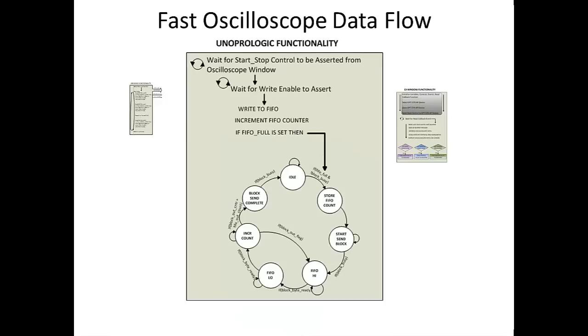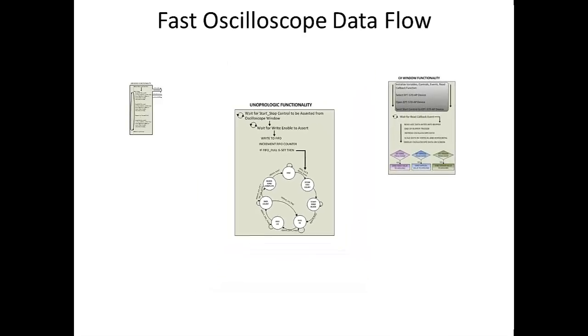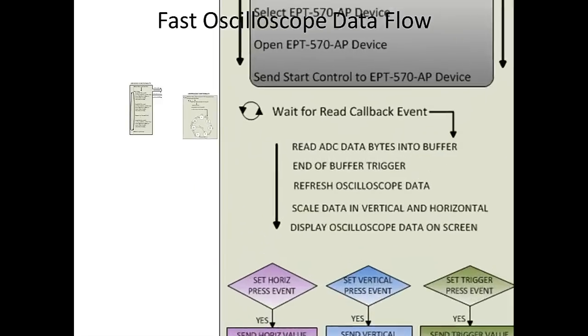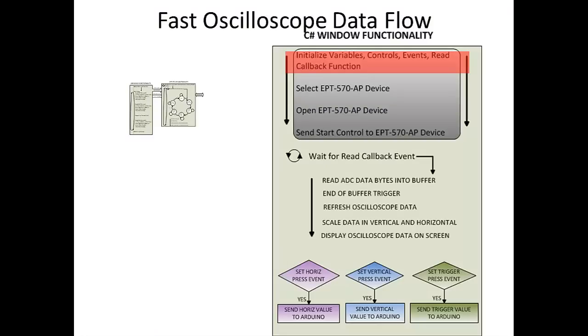Next up is the C# window functionality. The C# data flow on the PC starts with the initialization of variables, controls, events, and read callback functions. The Windows form is displayed on the PC, and the system registry is scanned for any Earth People Technology devices. Any devices that are found are added to the drop-down box.